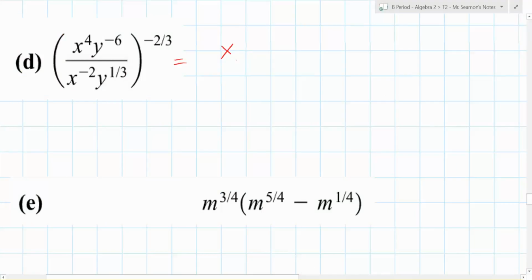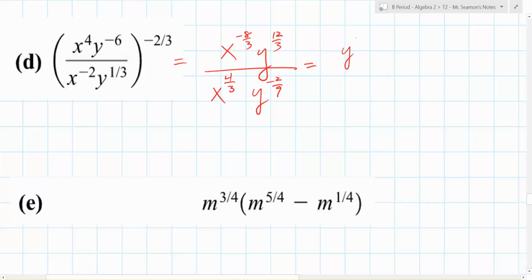Distribute. So it's going to be x to the negative 8/3, y to the 12/3 over x to the 4/3, y to the negative 2/9. You did it right over there. So then some of you did this. I like what some people did. They don't like seeing the negatives, so they just moved everything around. So they got y to the 2/9 up top and kept that one up there, the other one, and then they moved the other x down, x to the 8/3.